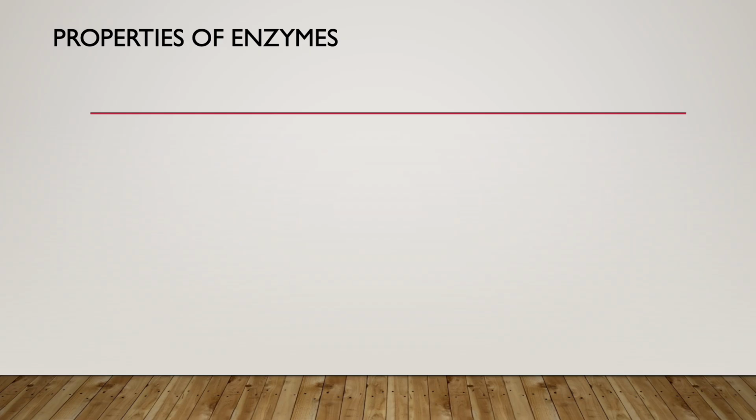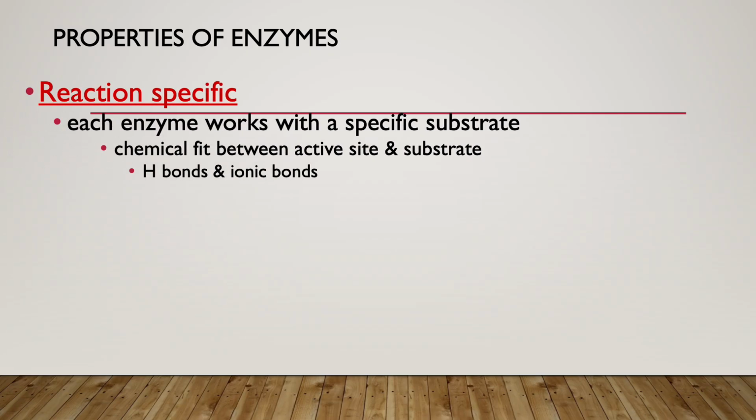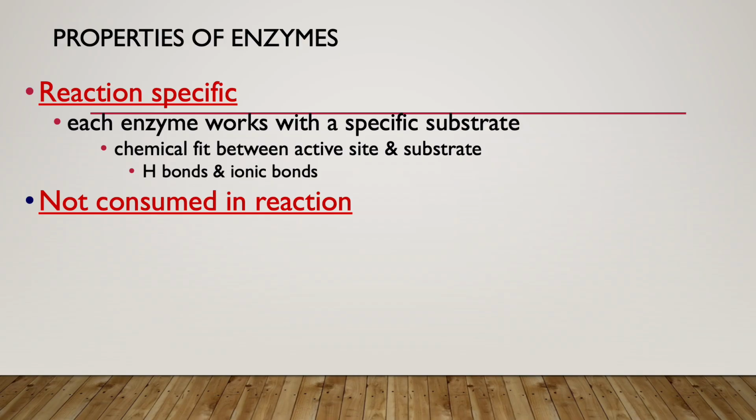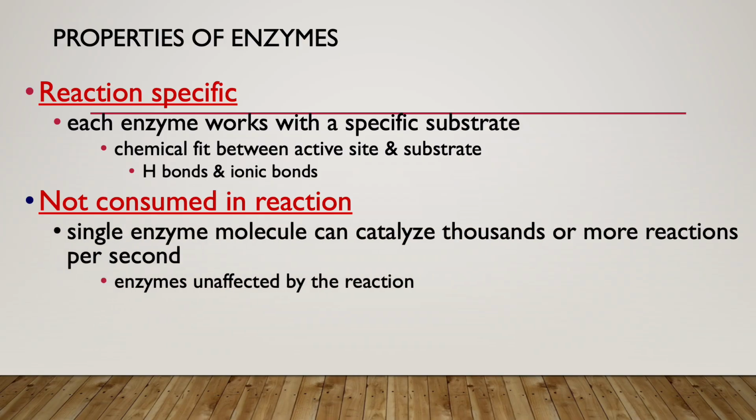Taking a look at some of the properties of enzymes. Enzymes are reaction specific, meaning each enzyme works with a specific substrate. There's a chemical fit between the active site and the substrate, where you'll have hydrogen and ionic bonds. Enzymes are not consumed in the reaction. A single enzyme molecule can catalyze thousands or more reactions per second. Enzymes, again, are unaffected by the reaction.